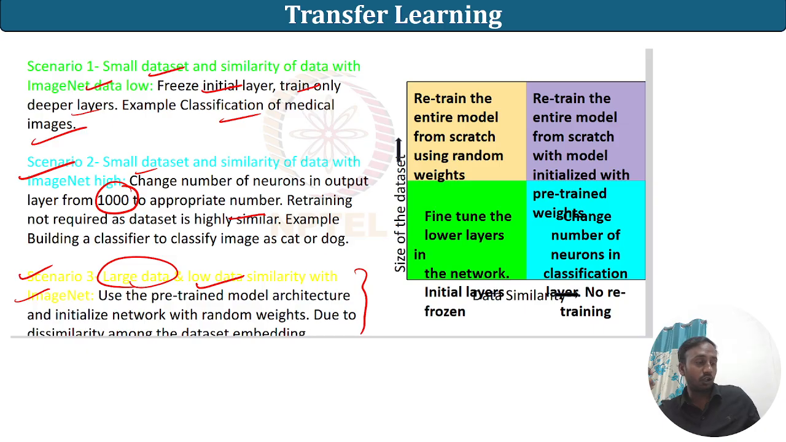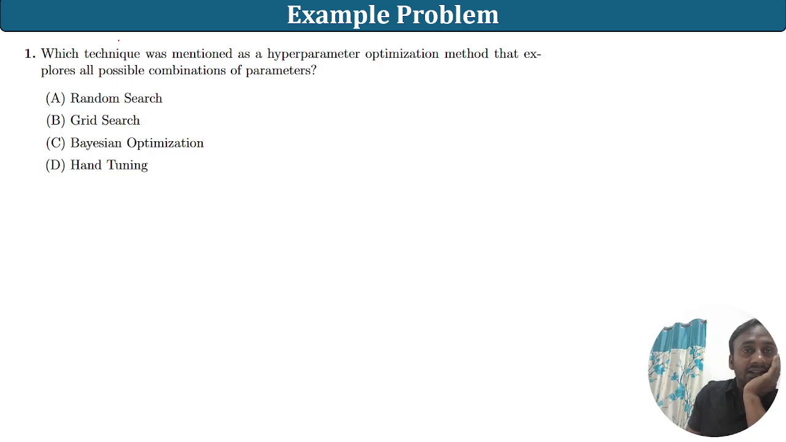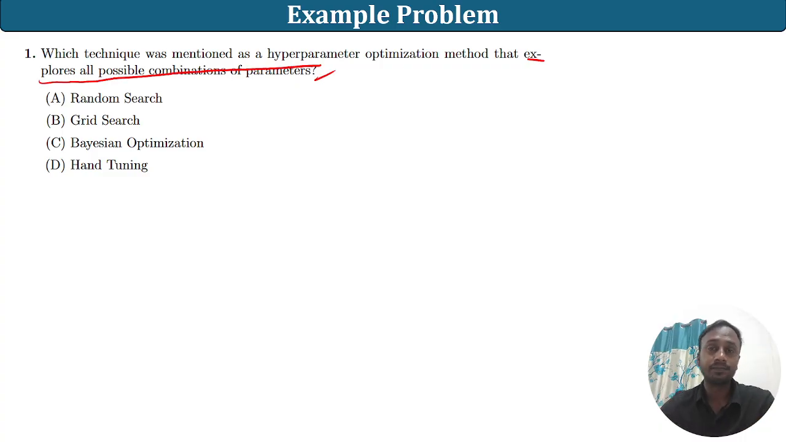Now we'll solve some problems, and along with that, if you have some problems also, we can look at them. So the first one: which technique was mentioned as a hyperparameter optimization method that explores all possible combinations of parameters? Can anyone tell?